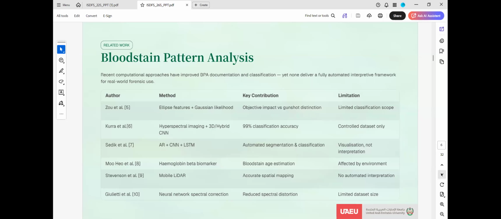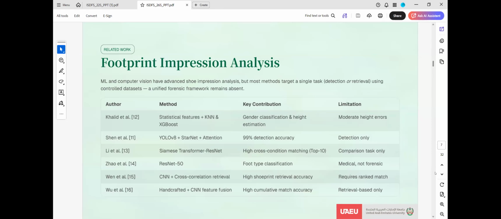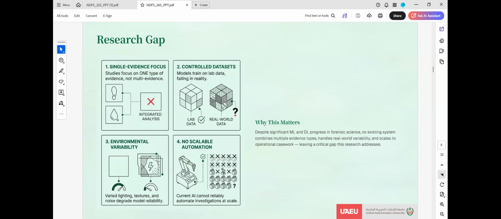So that is the problem. Similarly, with the footprint, they have to detect only the footprint. They are not focused on the age of the particular person, or whether the person is male or female. There are a lot of problems and limitations in footprint analysis. So our motto is to focus on multi-evidence instead of single evidence.